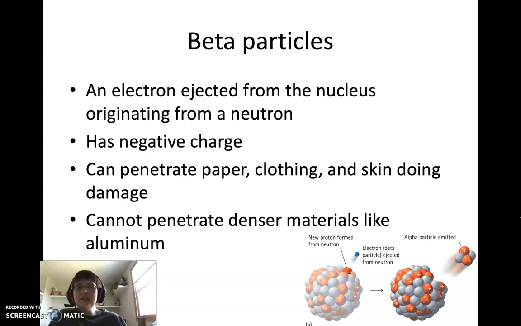All right, I'm going to stop here and I will pick up talking about our last type of radiation in our next lecture. It's a little bit different than alpha and beta because it's not an actual particle that emanates from the radioactive decay.